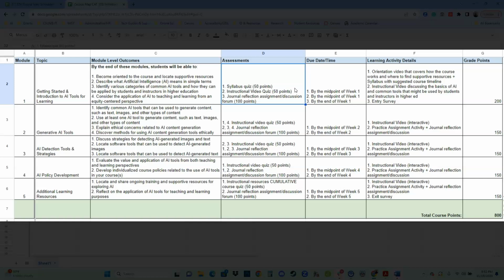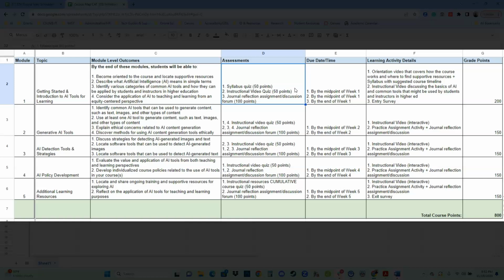I know that they can do that thing. Now, the next thing that I want them to be able to do, again, is to describe what AI is, identify different categories of AI tools, and consider how to apply these things. Now, I'm going to test this in two different ways. I'm going to give them an instructional video quiz, okay? Because in this instructional video quiz, that's how I'm going to deliver the information that they need to be able to accomplish these tasks.